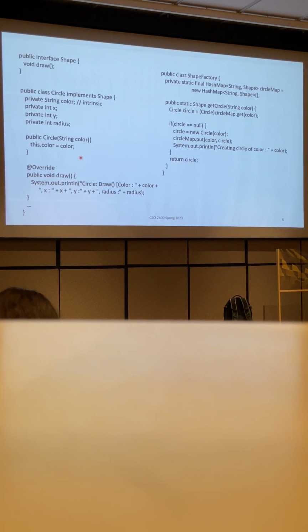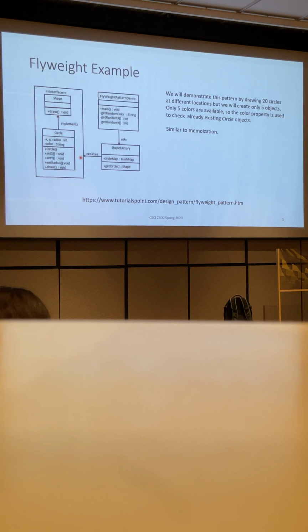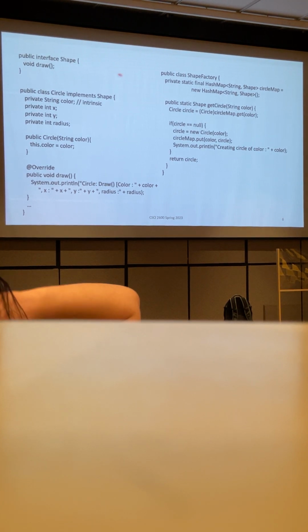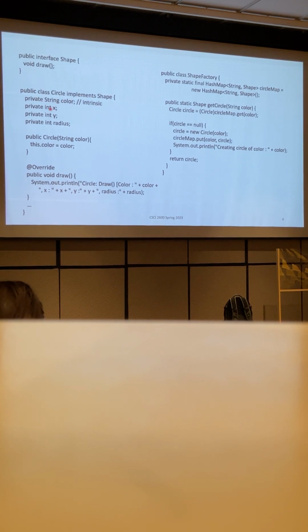All right, and here is the outline of the code again. The full code is on the flyweight pattern in the examples on my GitHub. But here is a simplified, abridged version of the code. So see how color is one of the attributes of the circle, and we have a comment saying that it's intrinsic. X, Y, and radius are extrinsic. So when we draw the circle, we print the color, x, y, and radius.